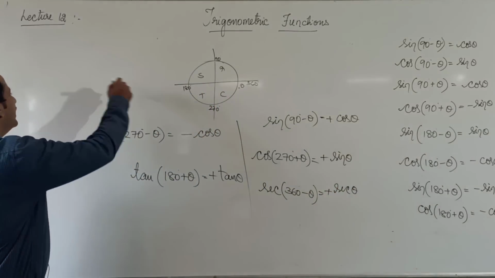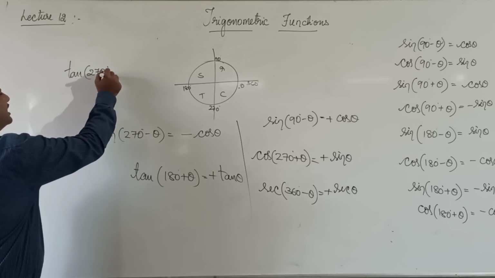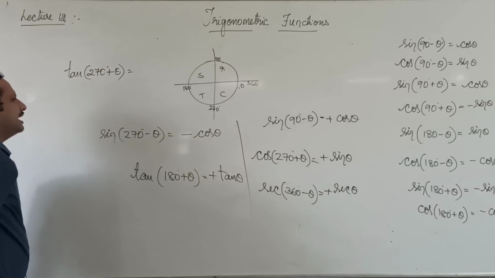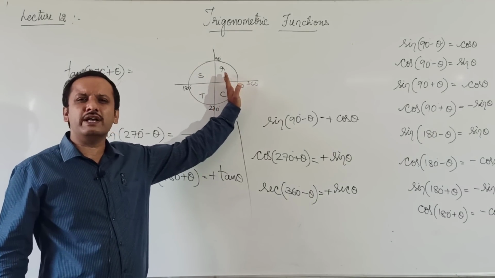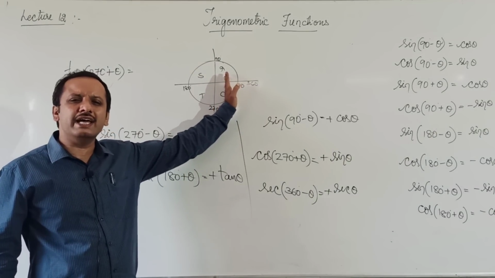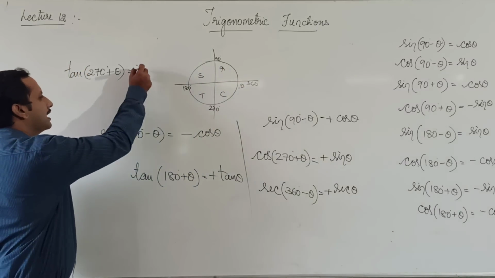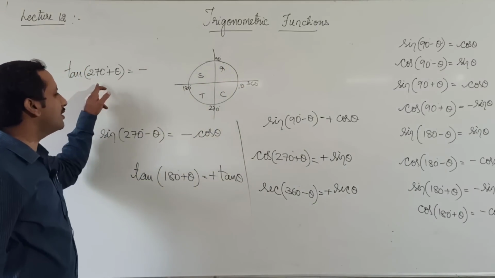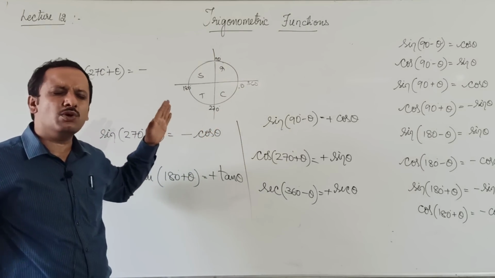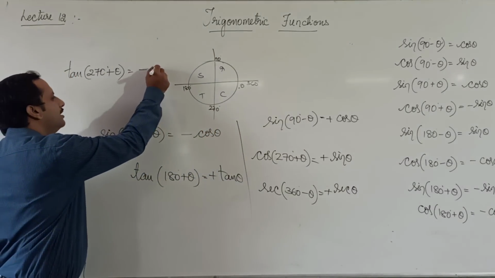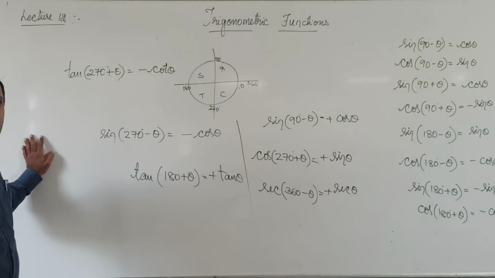Okay. Then tan 270 degree plus theta. 270 plus theta is in the fourth quadrant. In the fourth quadrant, is tan positive or negative? Negative. Right? Minus. Then 270 degree, vertical line we are using. Write its co-function. For tan, the co-function is cot. Minus cot theta.